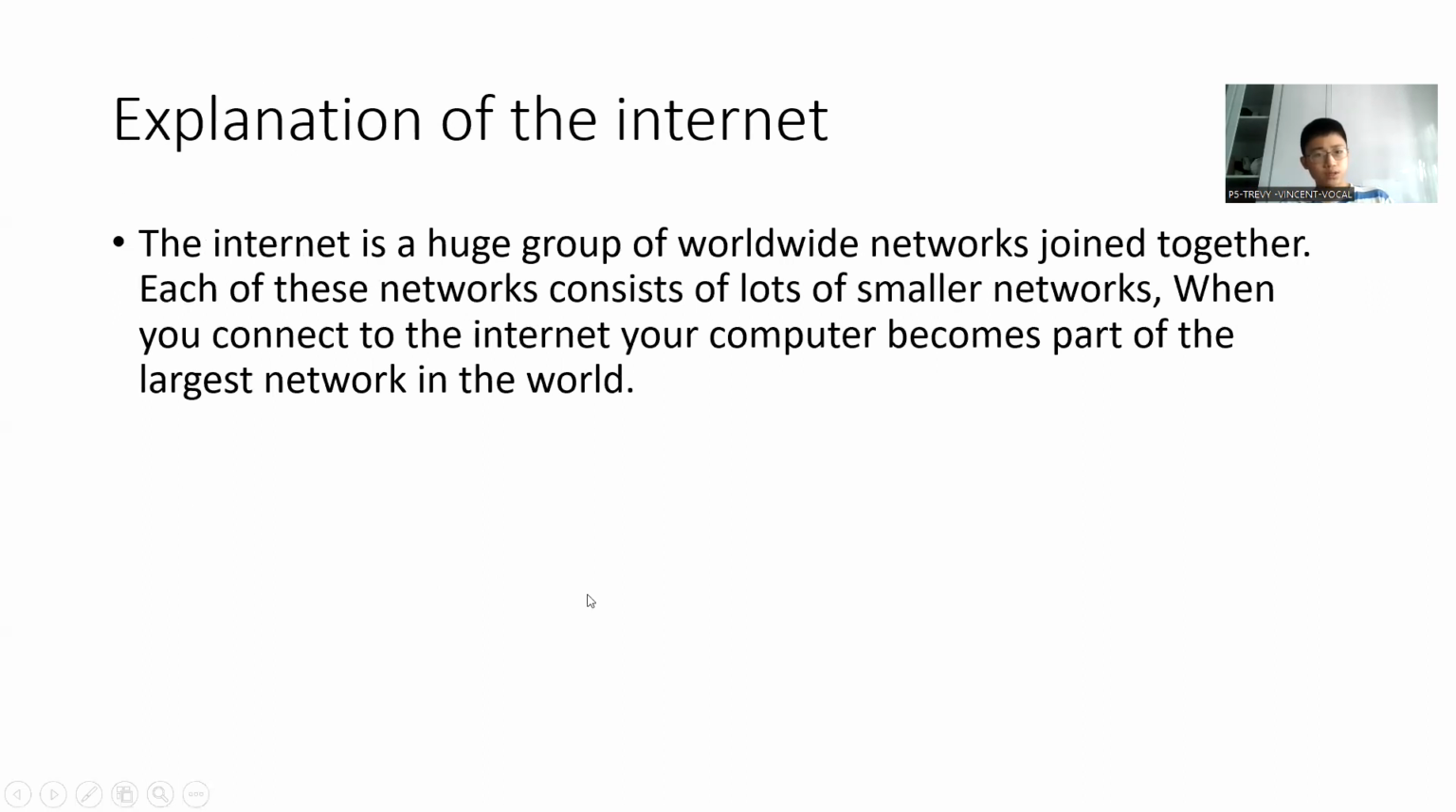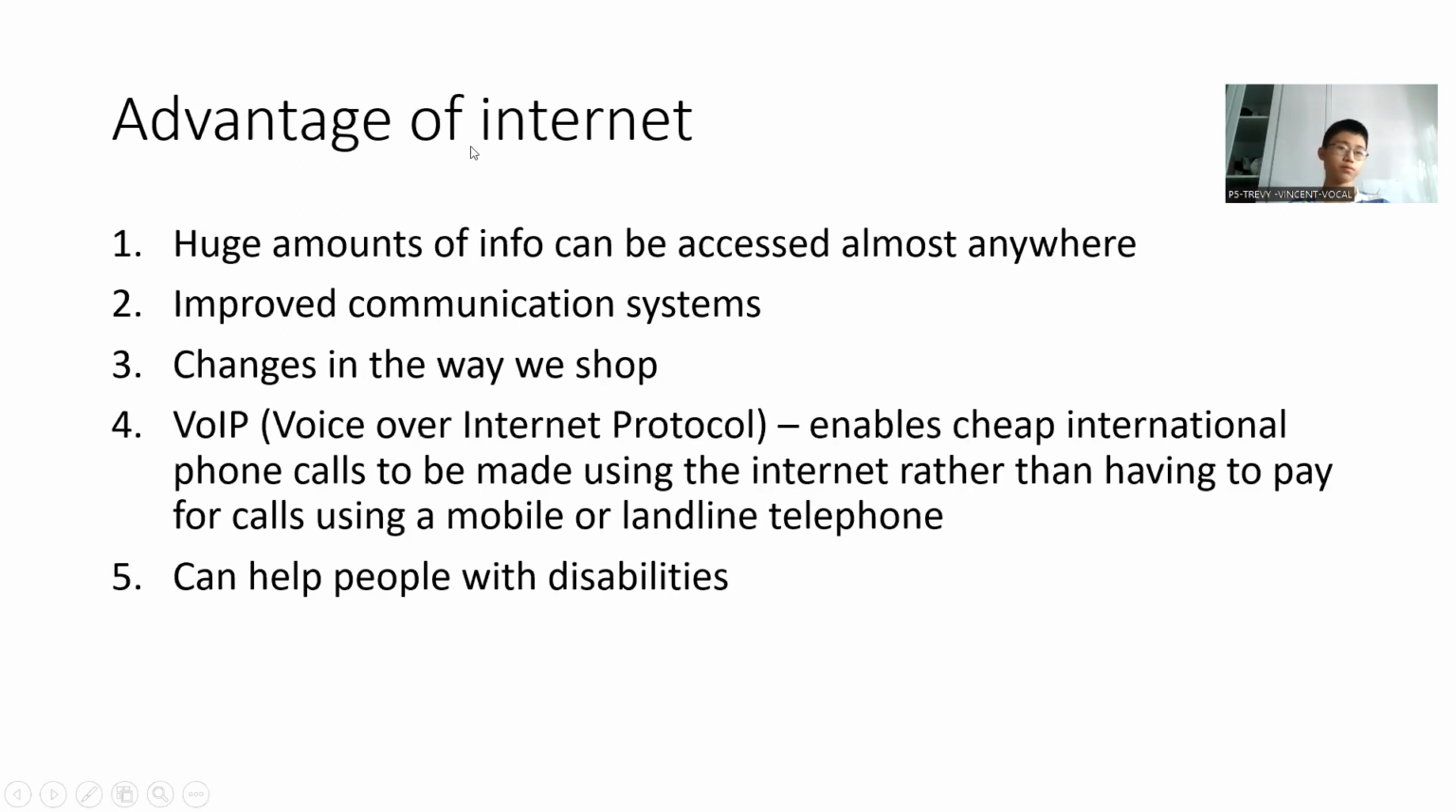Now we're talking about the internet. What is the internet? The internet is a huge group of worldwide networks joined together. Each of these networks consists of lots of smaller networks. When you connect to the internet, your computer becomes part of the largest network in the world.